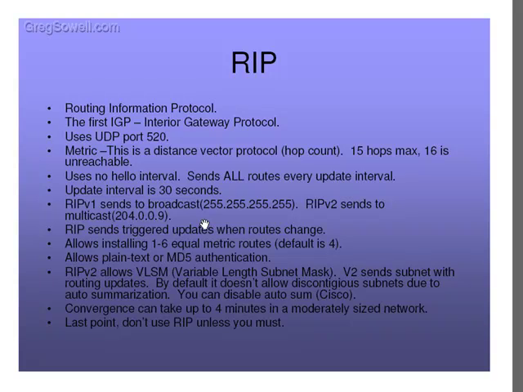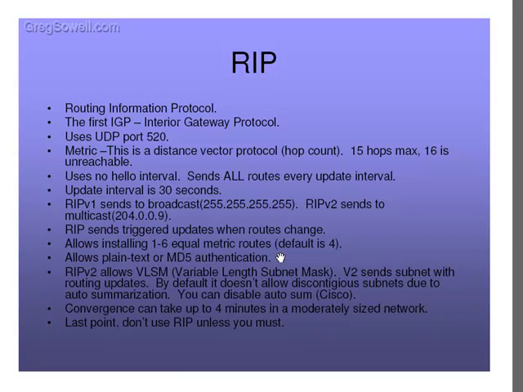So a device has to register with the switch to say, hey, I want to listen on this multicast group. So it makes it a little bit more efficient. It has triggered updates whenever routes change, but then again, every 30 seconds, it's sending every single route it's got anyway. It installs 1 to 6 equal cost metric routes, defaulting to 4, which is like that default route we showed where it had multiples of the same default route. It'll actually install multiple of those in the routing table at once.